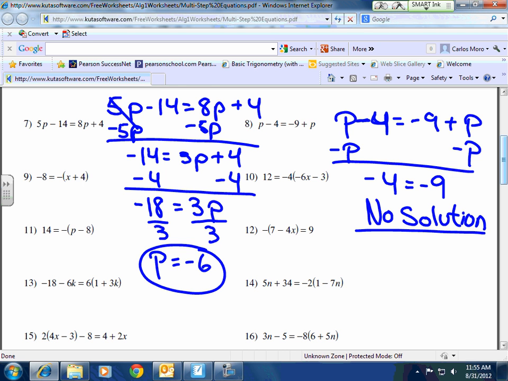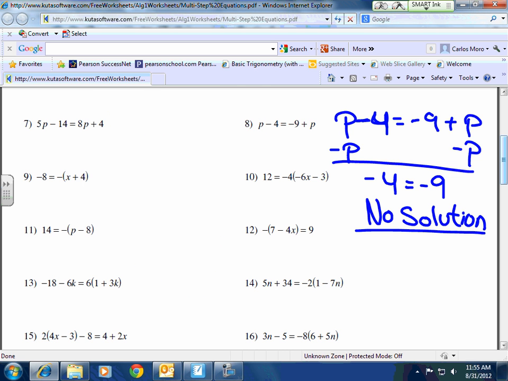Okay. Now let's complicate a few things, and let's add some distributive property to the mix. All right. Now I've got for number 9, negative 8 equals negative times x plus 4. Let me explain something real quick, a little side note. This negative here really represents a negative 1 being multiplied to this x plus 4. So you're going to really distribute a negative 1 to that x plus 4. Okay?